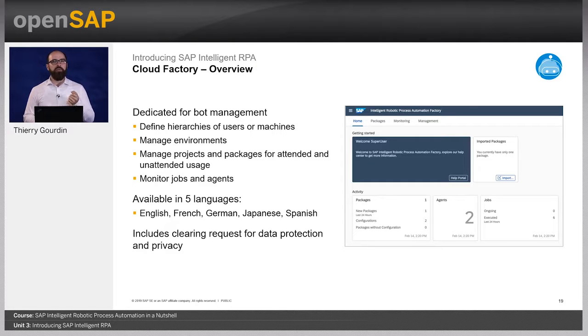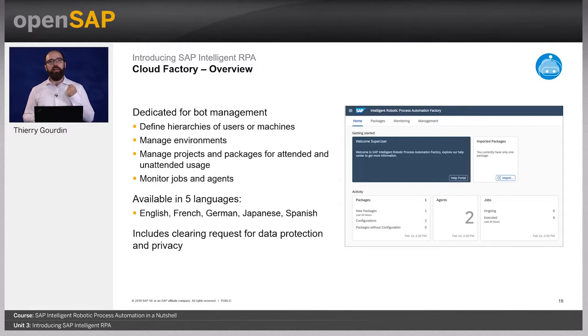The Cloud Factory is a central component that orchestrates all process automations. In addition to existing services provided by SAP Cloud Platform, the factory takes care of managing and monitoring intelligent RPA concepts and artifacts. It also contains monitoring dashboards and reporting about agents, jobs, or triggers. Cloud Factory is already available in several languages. It's also GDPR compliant, and you can have access to data protection and privacy, where, for example, you can delete data from a given user.